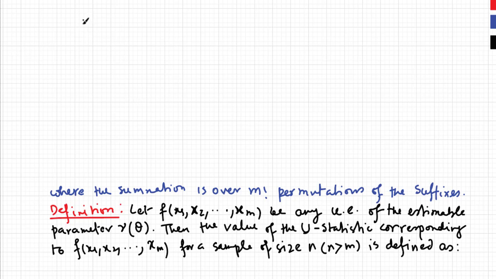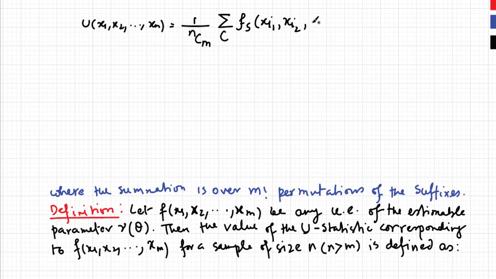U x1, x2, ... xn equal to 1 by n choose m, sum over all possible combinations of m integers from n integers, f s xi1, xi2, ... xim.